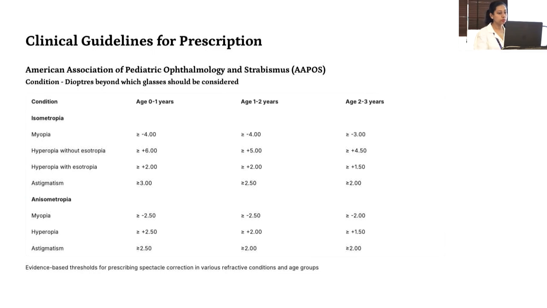When we look into this table, we can know that myopia has to be prescribed only if it is more than -4 diopters in infants up to 1 to 2 years, and you should consider prescribing myopia if it is more than 3 diopters in 2 to 3 years of age. Hyperopia without esotropia has a little leverage. You can wait till +6 diopters, but if it is with esotropia, it has to be corrected even if the value is +2 diopters in an infant.